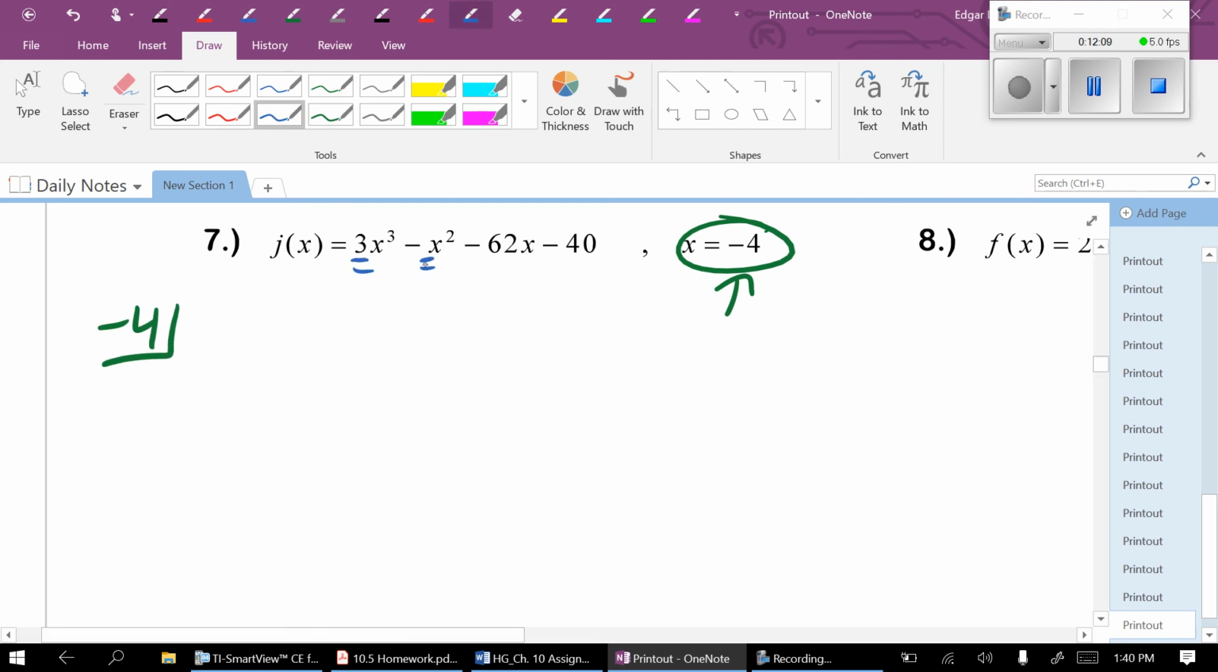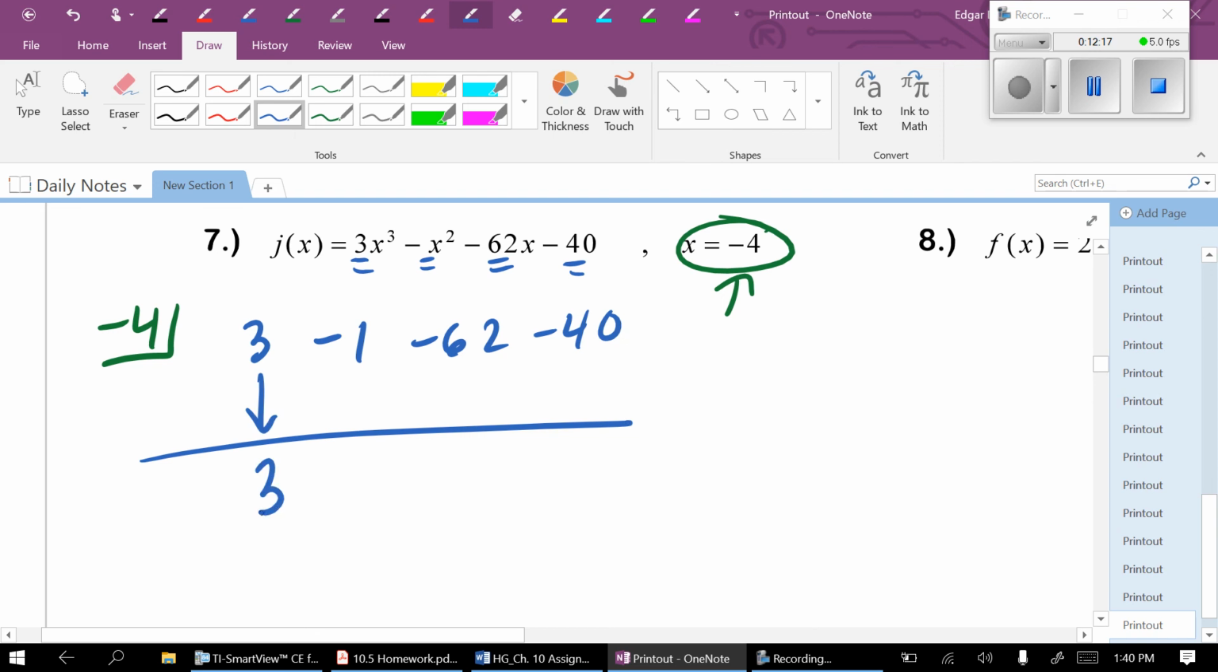I'm going to go ahead and place all of my coefficients here: 3, negative 1, negative 62, and negative 40. And this is going to be drop the first, box the last. Let's see what we get. Negative 4 times 3 is going to give me negative 12.